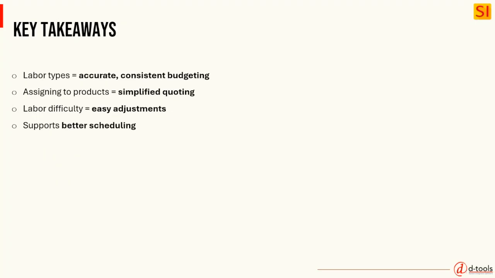And here's a couple of key takeaways, right? Labor types equal accurate, consistent budgeting. Assigning to products equals simplified quoting. Labor difficulty equals easy adjustments. And it supports better scheduling.